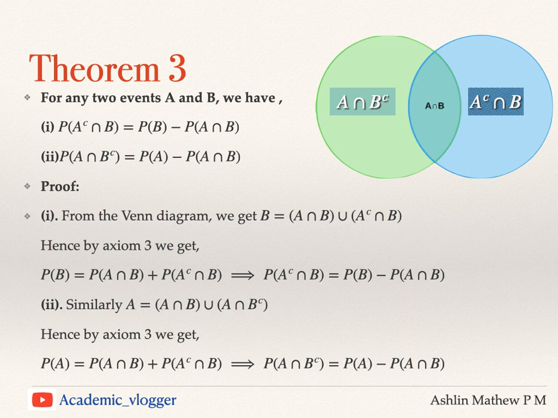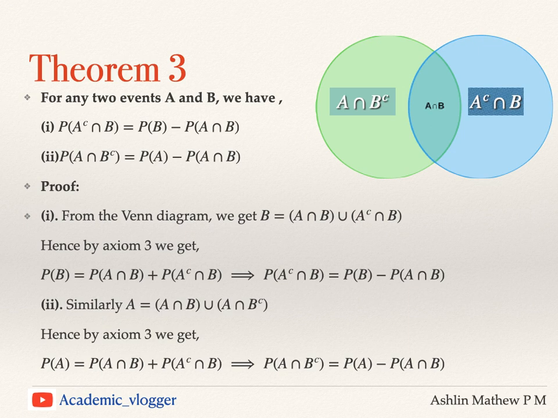So this theorem is clearly visible from the figure, and it's just a theoretical proof that I had given here, purely based on this Venn diagram. Similarly we can prove probability of A intersection B complement is equal to probability of A minus probability of A intersection B. This is also proved the same way as the first part, where we use the axiomatic definition of probability to prove it.